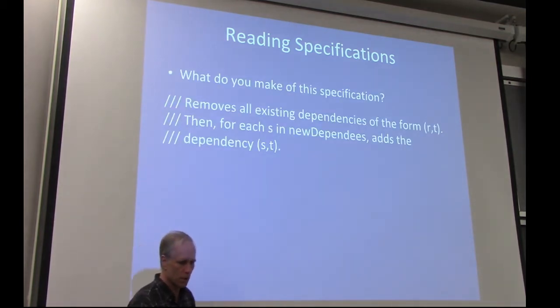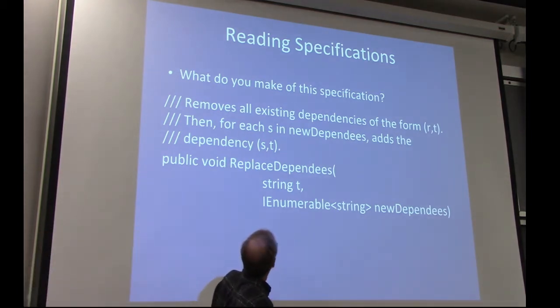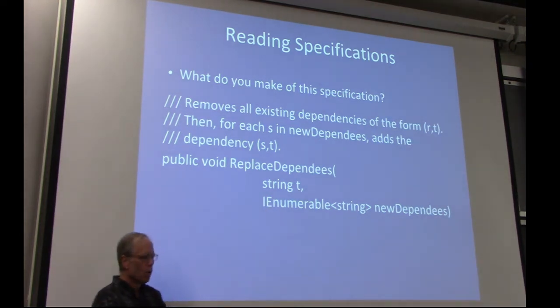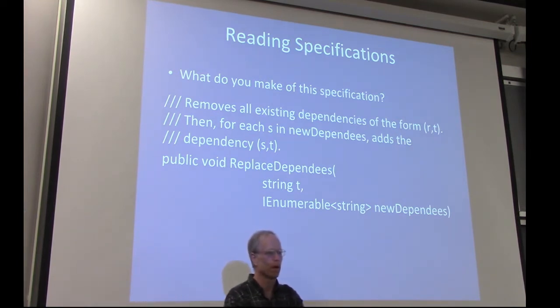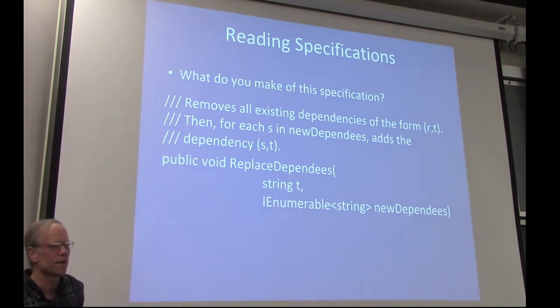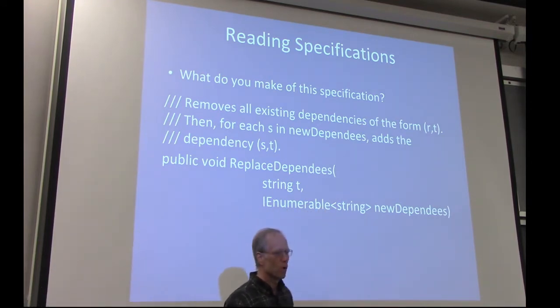Okay, what about this specification? Removes all existing dependencies of the form RT. Then for each string in this incoming set, adds the dependency S comma T. So I've gotten this question more than once. The question is always of the form, what do we do if T is not in the dependency graph? Okay, and again, that's not the right way to talk about a dependency graph. You've got to talk about it in terms of ordered pairs. So what if there is no ordered pair of the form R comma T? That's how the question ought to be phrased. What if there is no dependency of that form? What should this method do?